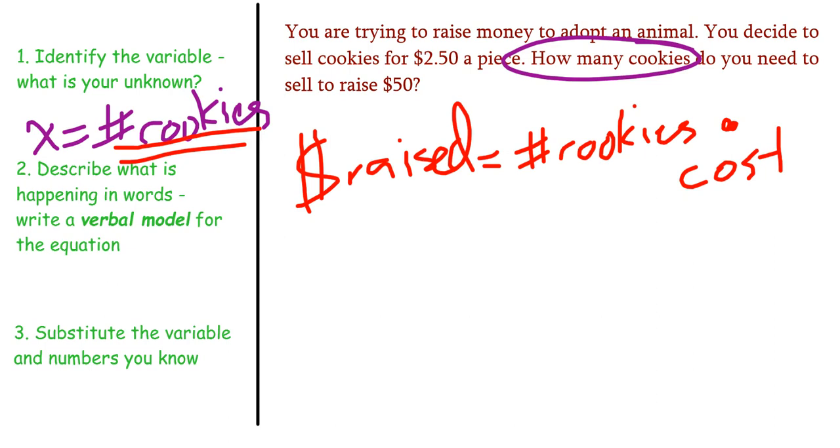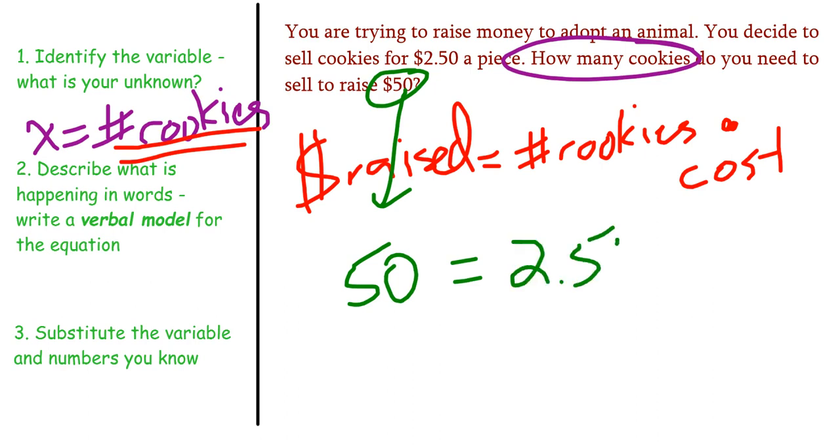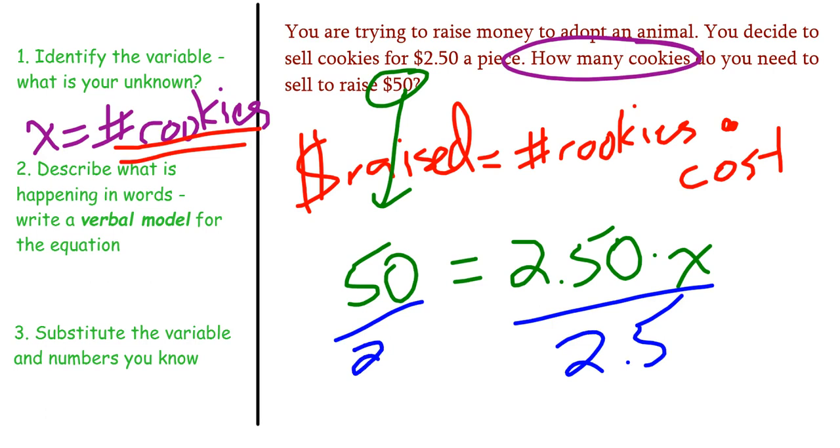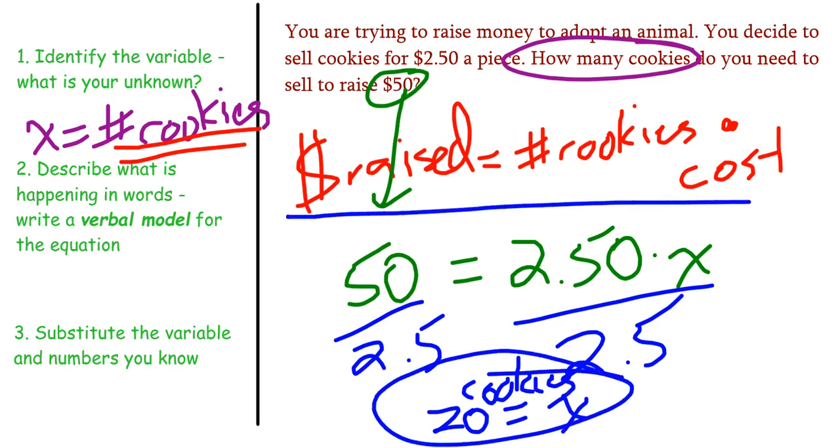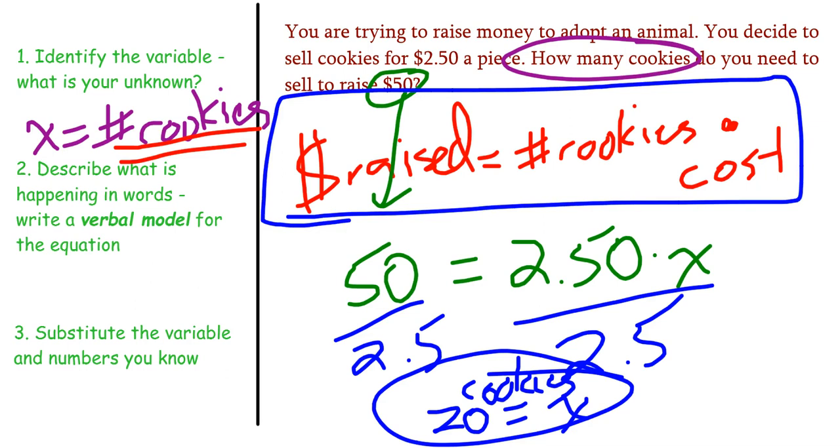If we were selling pizza slices for $5 a piece and we sold 5 of them, we'd take 5 times 5 to get $25. Here, the amount of money we want to raise is $50, so that's our goal, or our total. And we're going to do that by selling an unknown number of cookies for $2.50 a piece. So 50 is equal to 2.5 times X. Now we can solve this equation because we know how to do that. We're going to divide by 2.5, and we end up with X is equal to 20 cookies. But the scenario that we see here is that money raised is equal to number sold times cost.